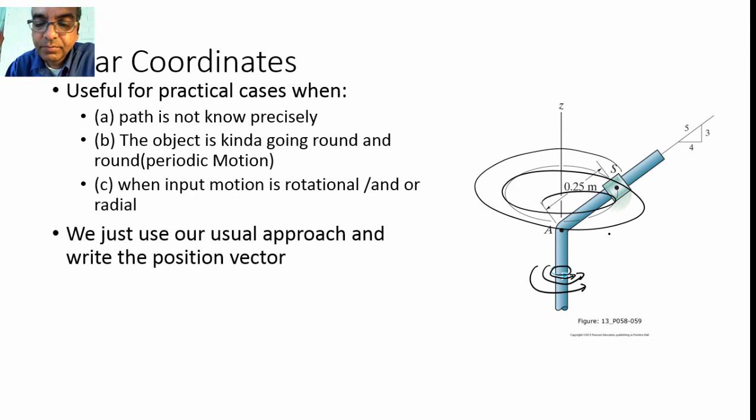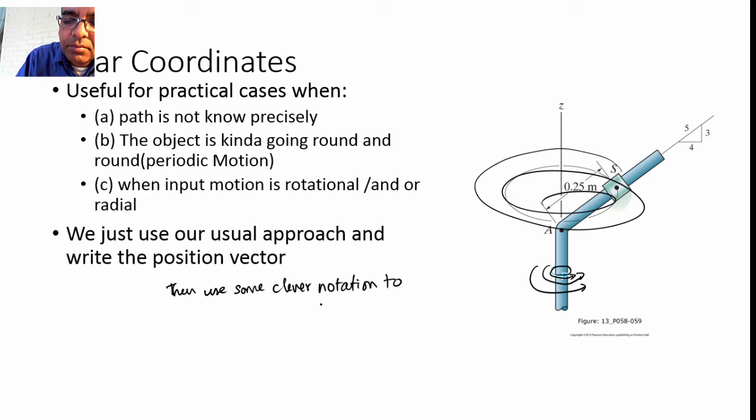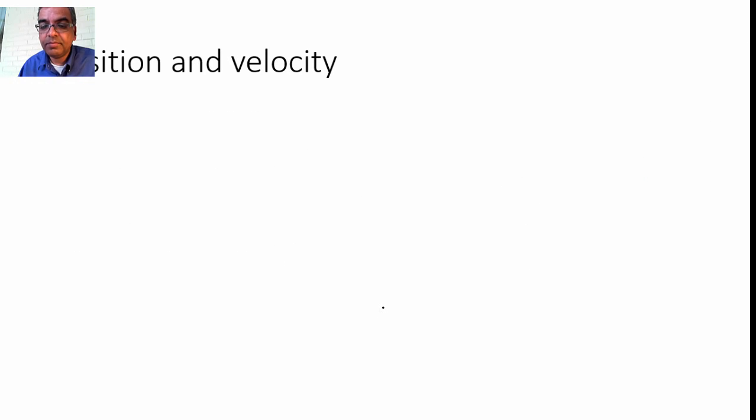The way we do this one is to use our normal approach: write down the position vector and differentiate. Then use some clever notation. That sounds weird, I'll show you what I mean. So we're going to first do position and velocity.